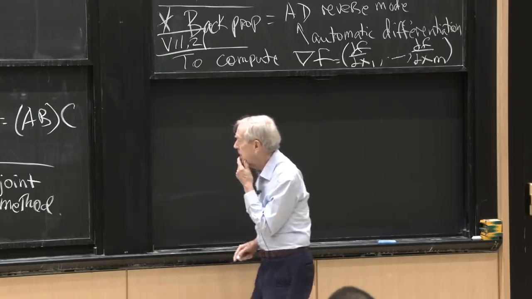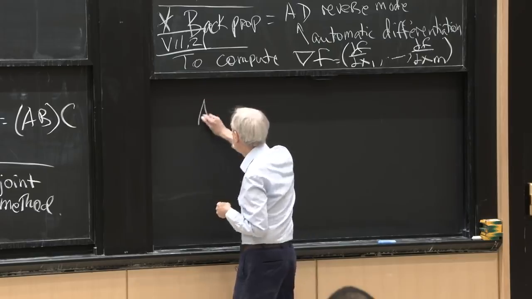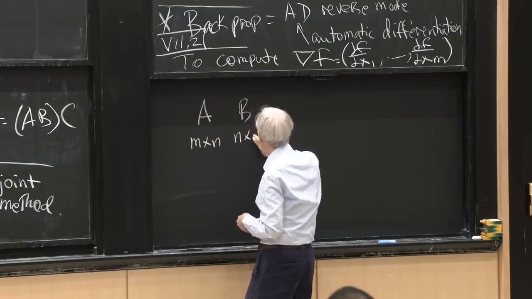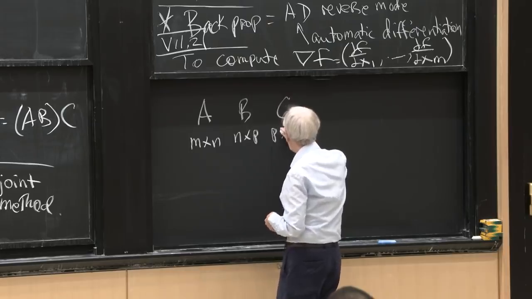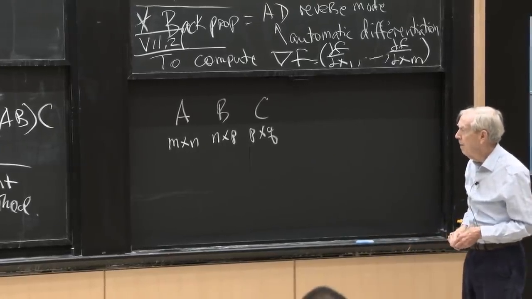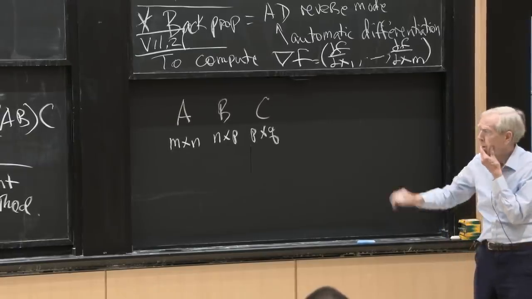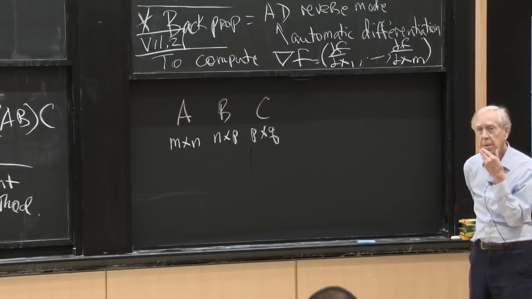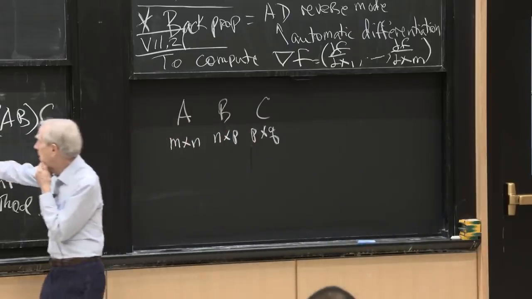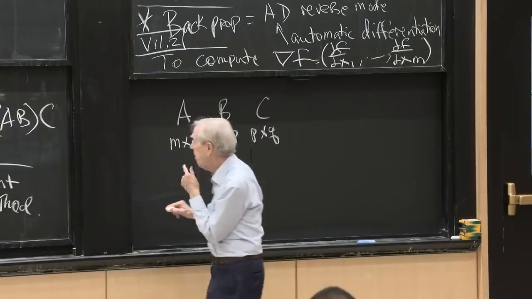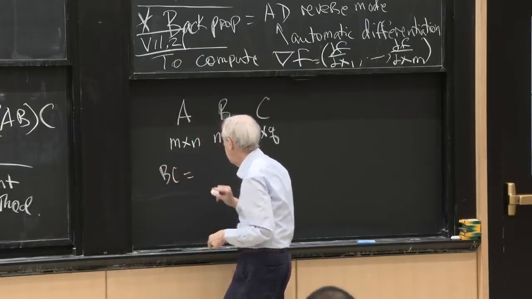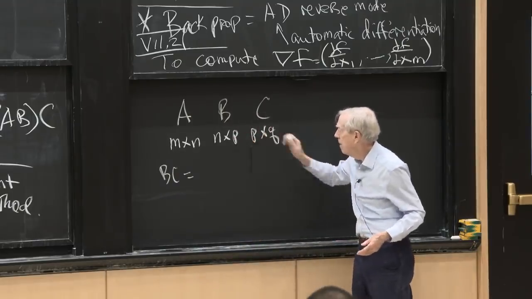Just close with this. Suppose A is m by n, B is n by p, and C is p by q. Okay. How many steps does it take to find A times B times C, the product of those three matrices? Well, if I go this way, I have to do BC first. So BC costs how many operations to multiply that times that?